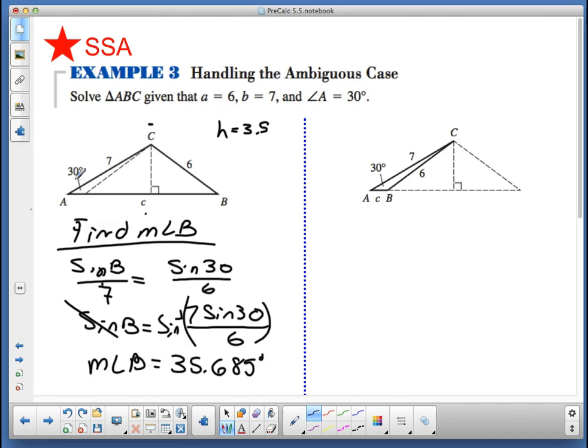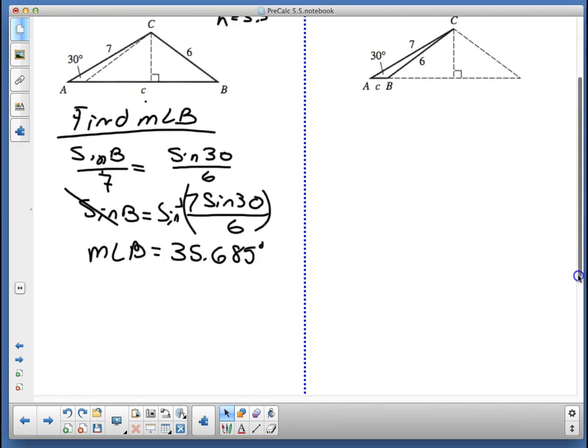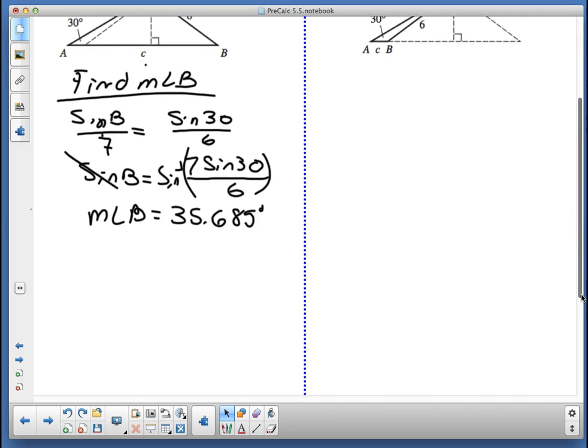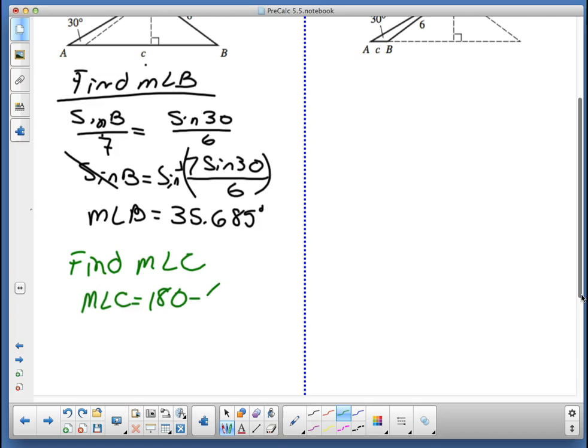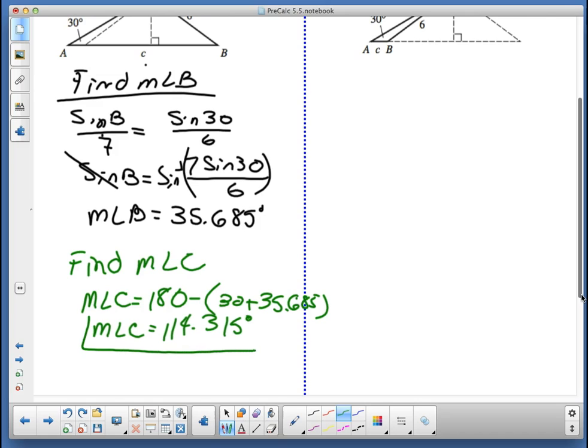Questions about that? Are we okay with finding B? Okay, now the next thing is finding C, which is a lot quicker now because we found B and we got A. Measure of angle C is equal to 180 minus my A, which is 30, plus my B, 35.685. Okay, so my measure of angle C becomes 114.315 degrees.